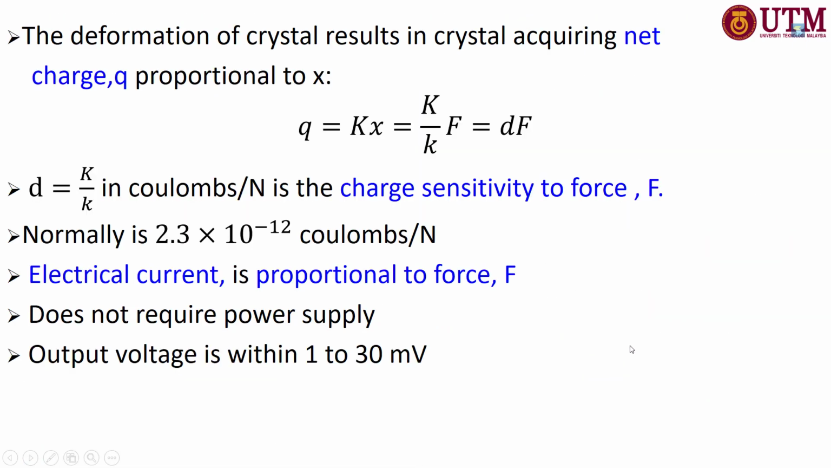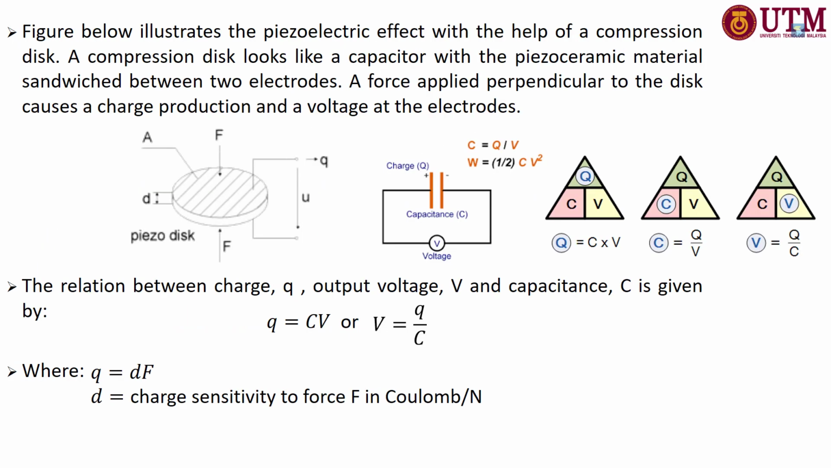The deformation of the crystal gives a result, which we call the net charge Q, that is proportional to the displacement x. So the relationship is Q equals Kx. As we know, x is 1 over k times F. So we can say that the capital K over small k, which we call D in terms of coulombs per Newton, is the charge sensitivity to the force. Normally the coulomb per Newton is about 2.3 times 10 to the power of minus 12. The piezoelectric does not require a power supply, and the output is around 1 to 30 millivolts.